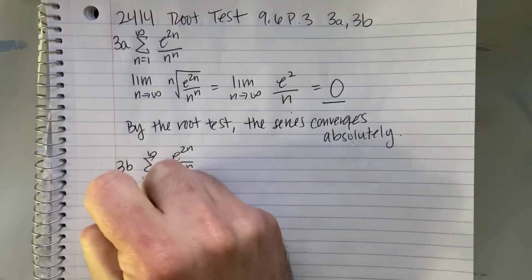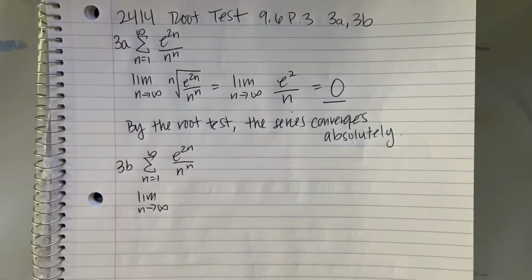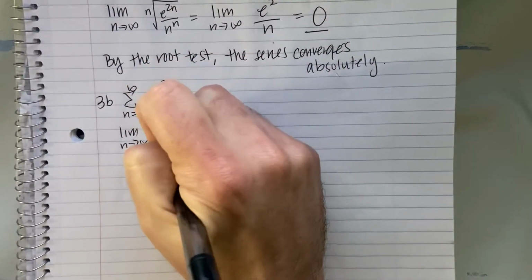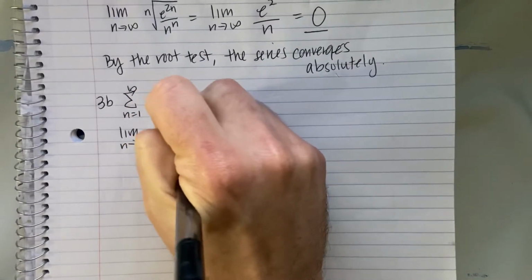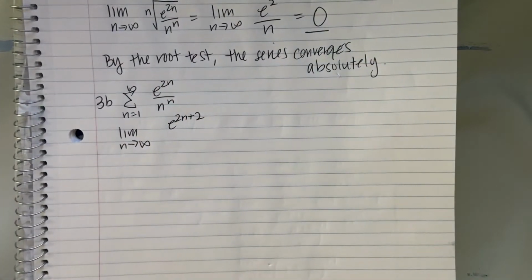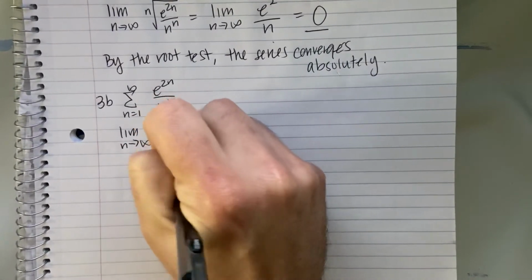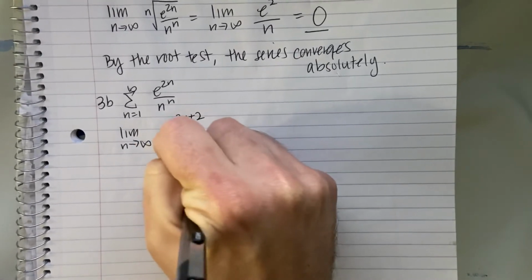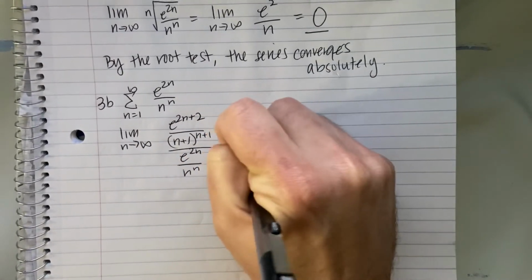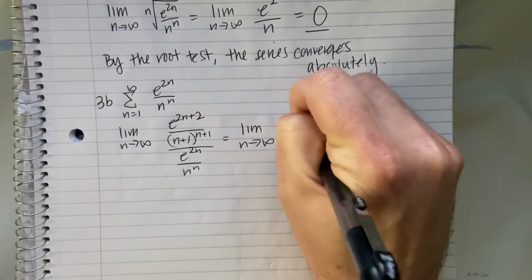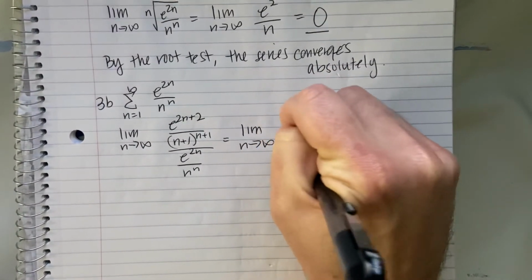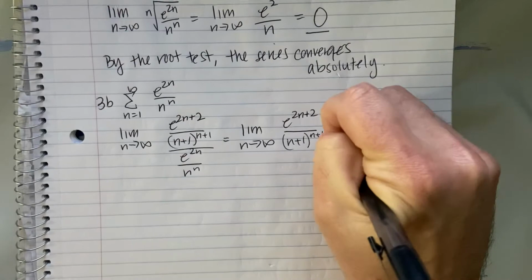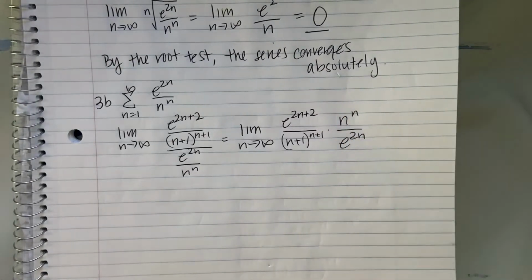It would become the limit as n approaches infinity of e to the 2n plus 2, because when we have an n plus 1 in there, it'll get doubled, over n plus 1 to the n plus 1 divided by e to the 2n over n to the n, which again, it always turns into multiplication, e to the 2n plus 2 over n plus 1 to the n plus 1 power times n to the n over e to the 2n.